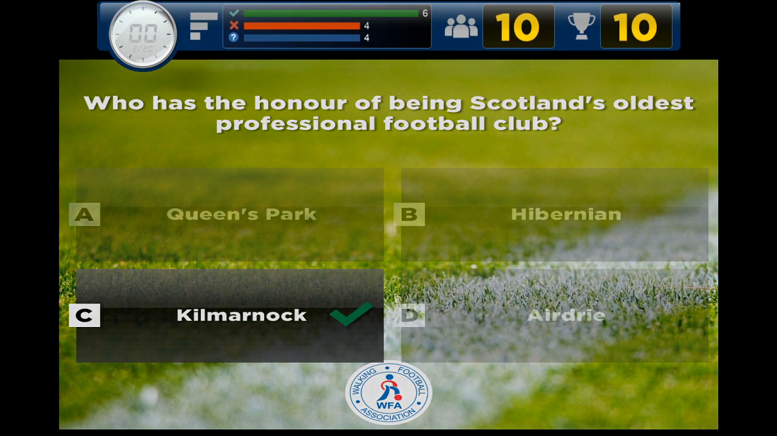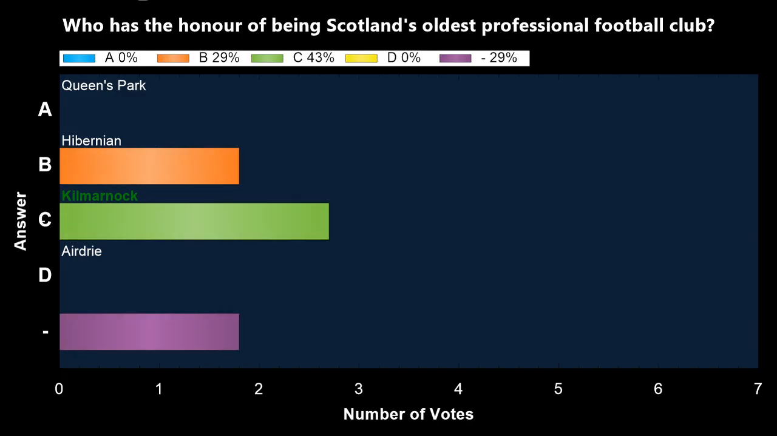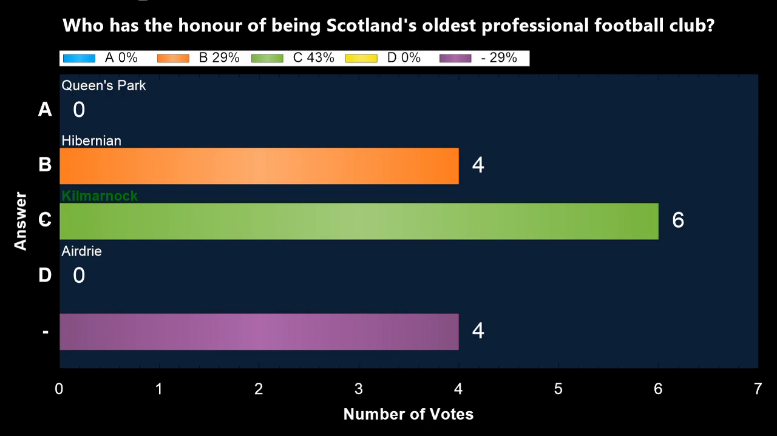And the answer is Kilmarnock. So I'm guessing some of you might have gone for Queen's Park, the oldest Scottish club, but they're amateur, so the oldest professional club is Kilmarnock. Good to see that 10 people have answered, so whatever the problem was, seems to have rectified itself. So Kilmarnock, 6 went for that. Nobody was fooled by the Queen's Park one. You all knew they were amateur, but Hibernian attracting 4.